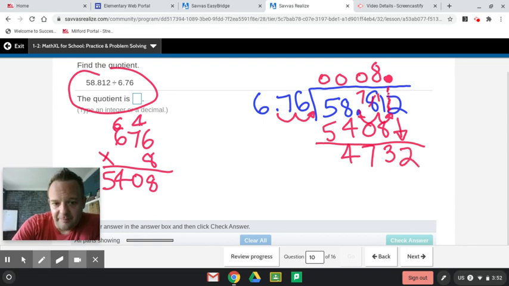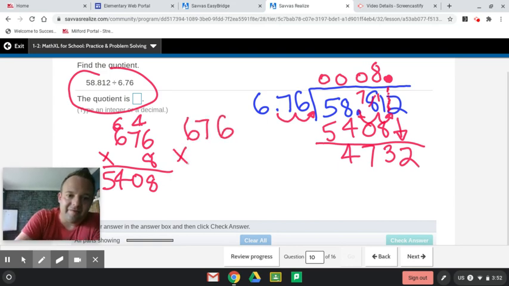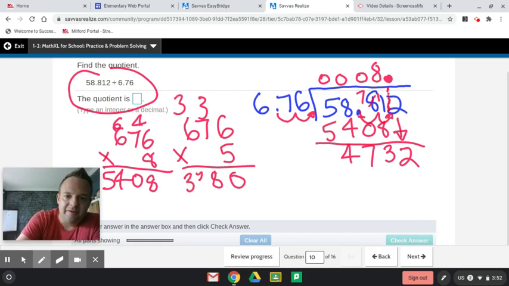All right, now 676 goes into 4,732. Well, it's got to be less than 8. We know that. 6 times 8 is 48, so less than 8, yeah. I'm going to go 5. Let's see what 5 is. 676 times 5. 30, 35, 38, 33. Could it go? Maybe 6.